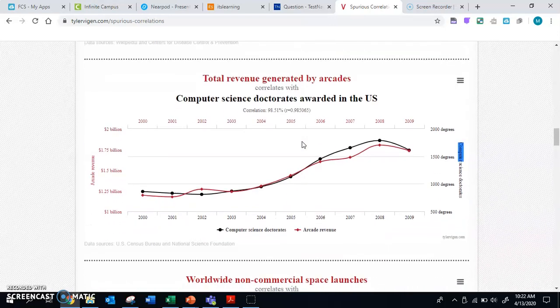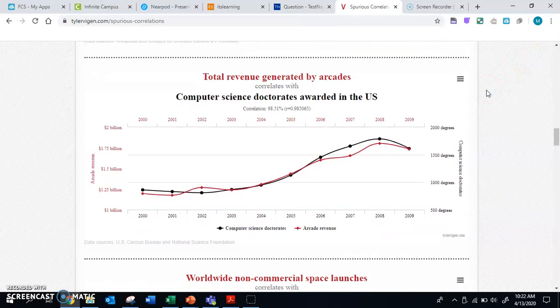Okay. So one of the examples is total revenue generated by arcades correlates with computer science doctorates awarded in the US. And it has a correlation value of 0.985. So that's a really strong correlation, right? That's almost a straight line. But if you think about it, do you really think that revenue generated by arcades causes computer science doctorates awarded in the US to go up?